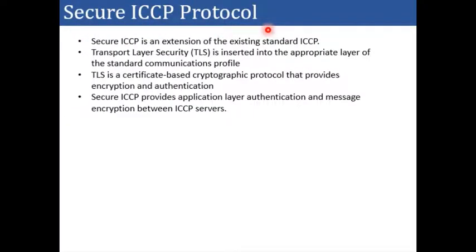Now the ICCP protocol can be secured by using secure ICCP, which is nothing but the extension of the existing ICCP protocol. Here the transport layer security, that is TLS, is inserted into the appropriate layer of the standard communication profile so that the data communication can be secured. TLS is a certificate based cryptographic protocol that provides encryption and authentication for the ICCP protocol. The secure ICCP protocol provides the application layer authentication and message encryption between the ICCP servers.